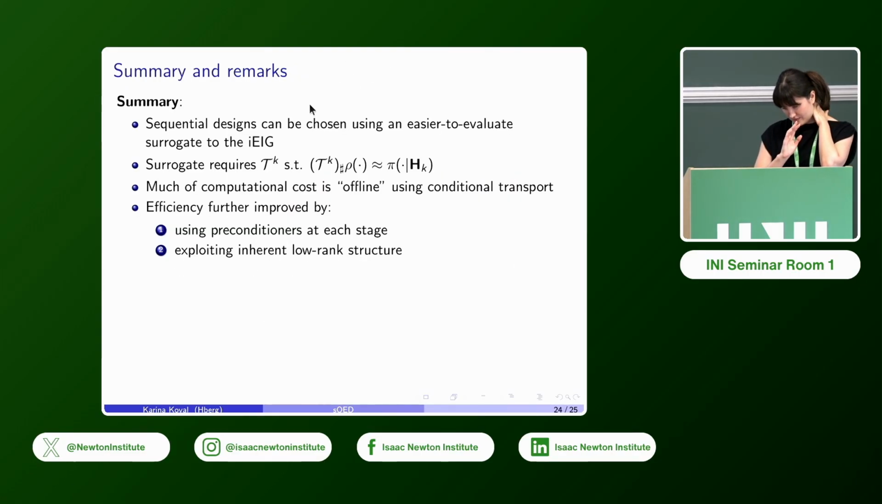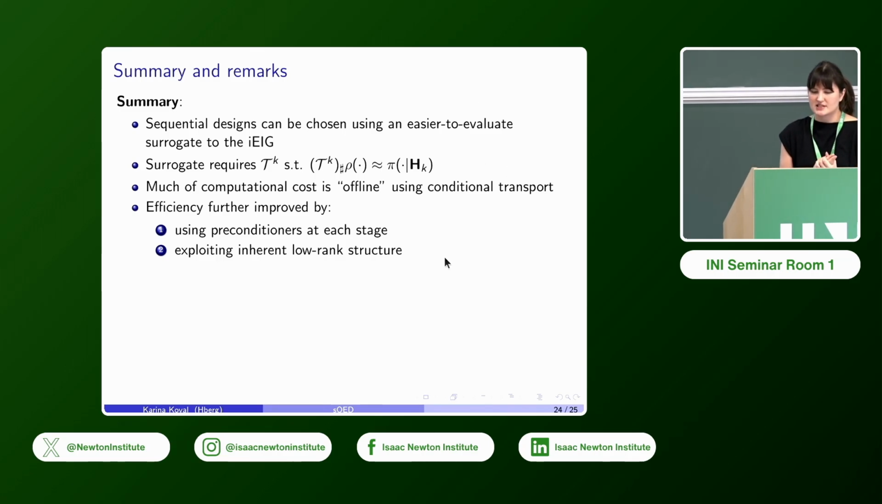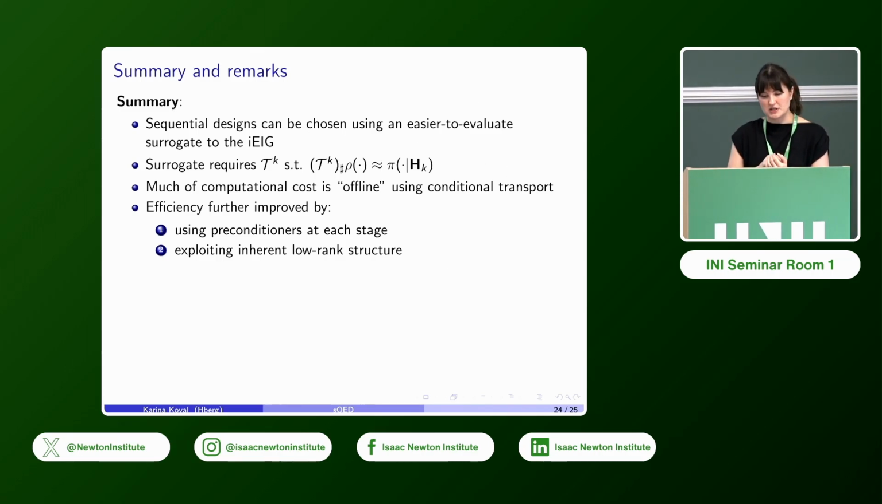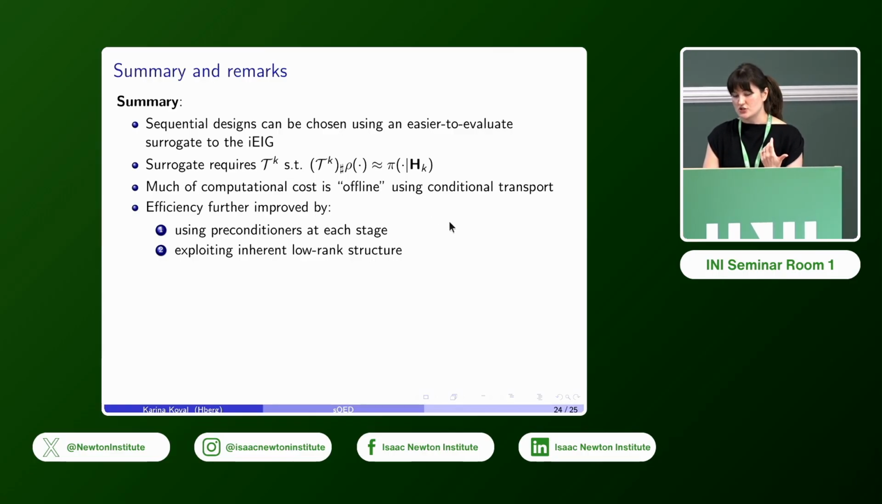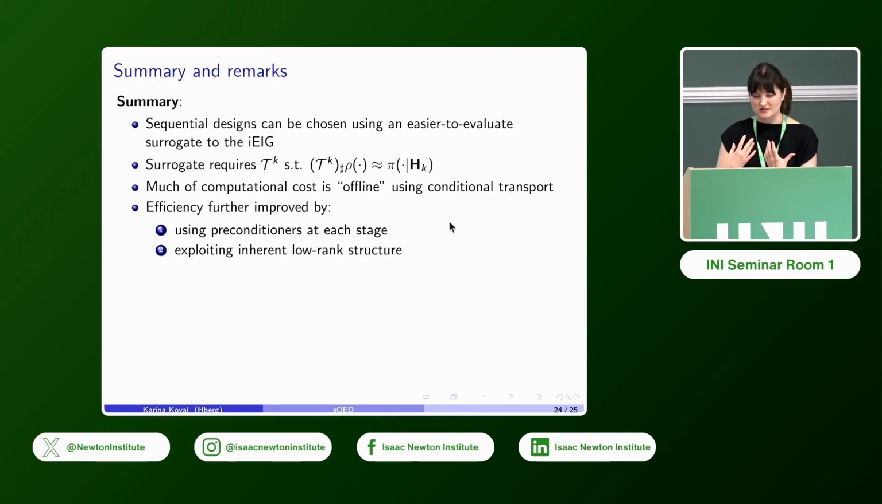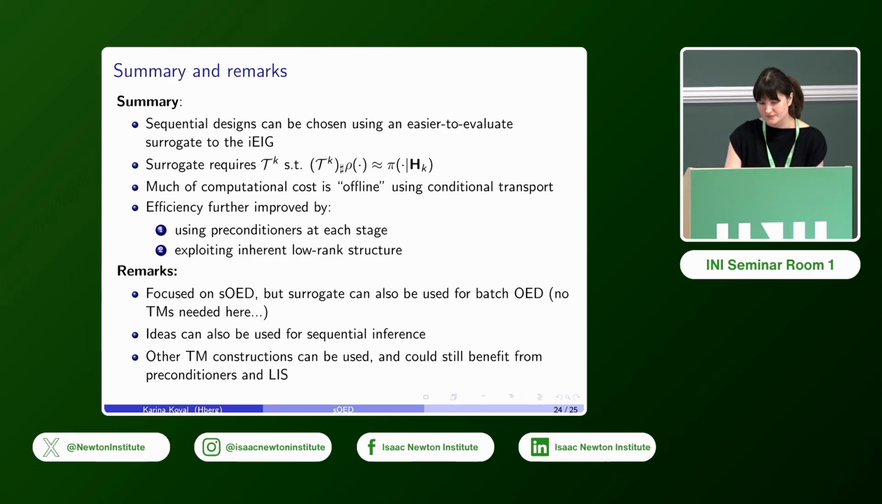Okay, so those are the numerical results, and just to quickly summarize, these sequential designs can be chosen using this easier to evaluate surrogate on the incremental expected information gain, which requires access to transport maps that can approximate our sequence of posteriors. And we could push much of the computational cost offline in each experimental stage using conditional transport. And the efficiency is further improved by using preconditioners at each stage and exploiting inherent low-rank structure for scalability purposes.